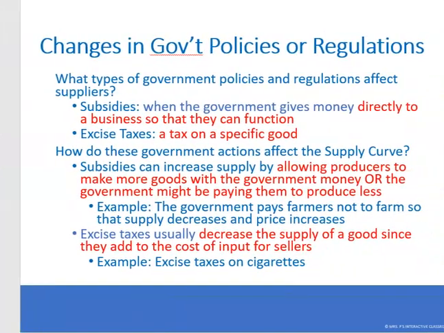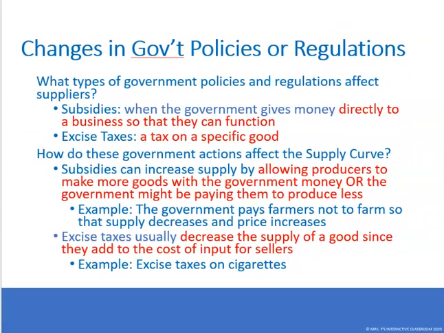Those are all things. This is just another example showing you how and what will affect the supply curve. Okay. The only thing I think I didn't talk about off this slide is excise taxes. They usually decrease the supply of a good since they add to the cost of input for sellers. For example, excise taxes on cigarettes. And that is everything for our part 2 section of notes.